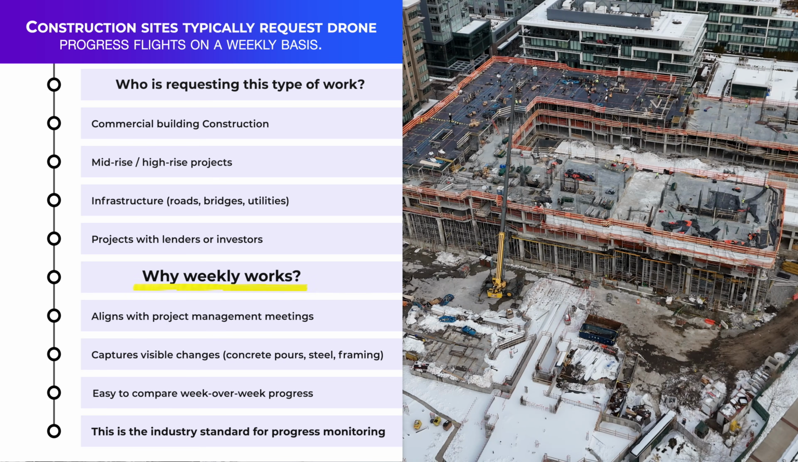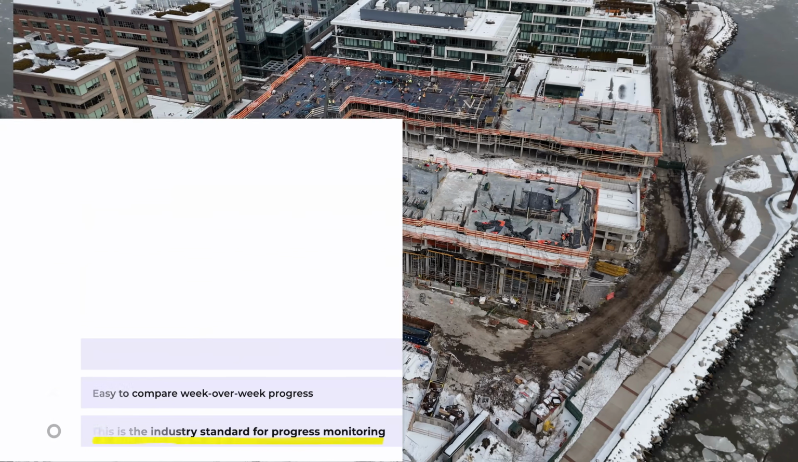Why does a weekly schedule work? Because it aligns with project management meetings. It captures visible construction milestones such as concrete pours, steel installation, and framing. It makes it easy to compare progress week over week. This frequency has become the industry standard for construction progress monitoring.